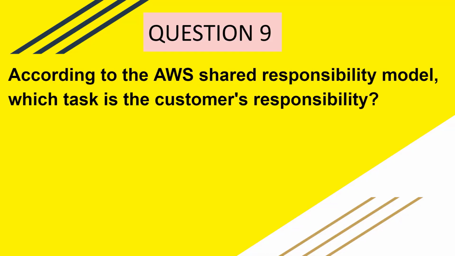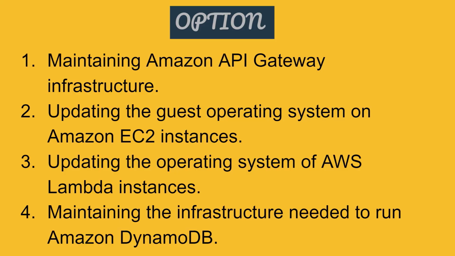Question 9. According to the AWS Shared Responsibility Model, which task is the customer's responsibility? Option 1. Maintaining Amazon API Gateway infrastructure. 2. Updating the guest operating system on Amazon EC2 instances. 3. Updating the operating system of AWS Lambda instances. 4. Maintaining the infrastructure needed to run Amazon DynamoDB.